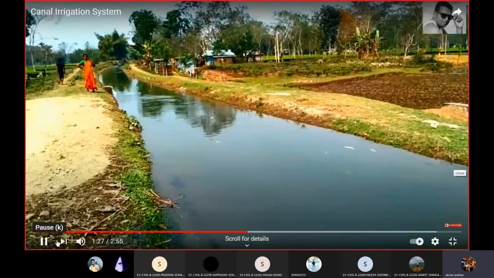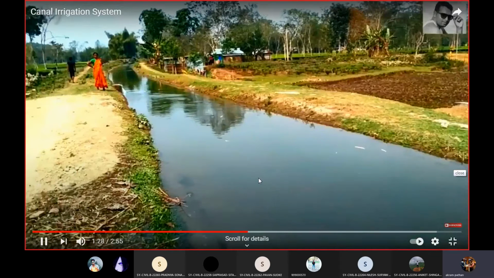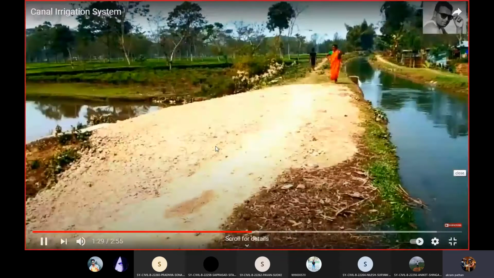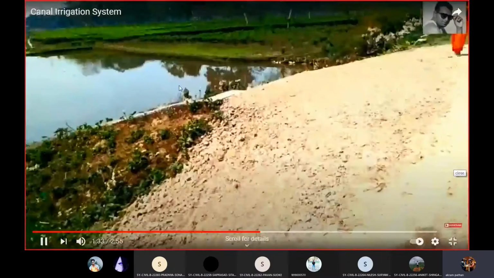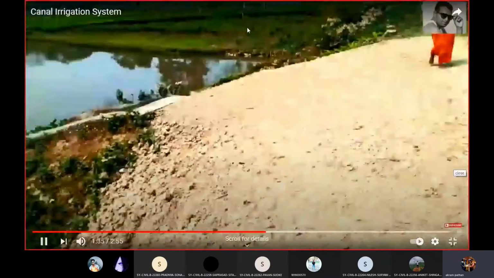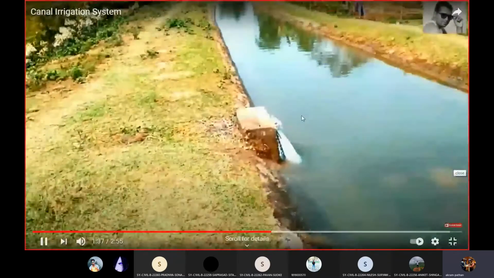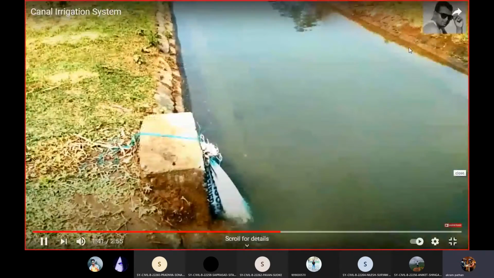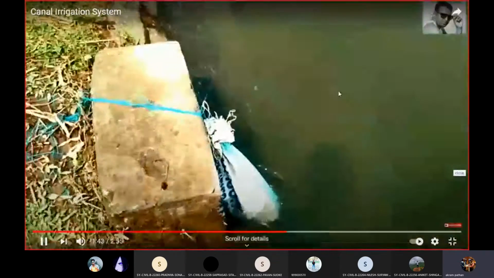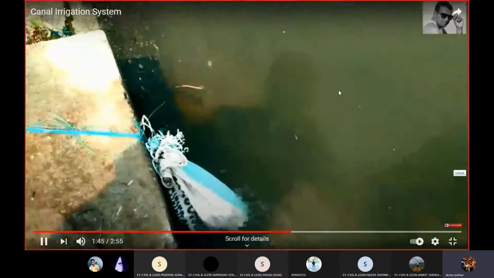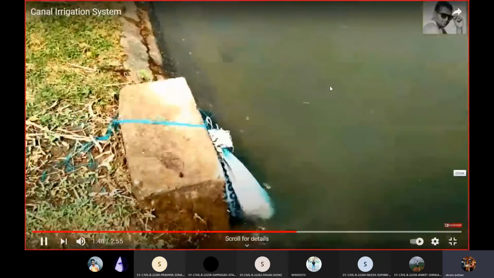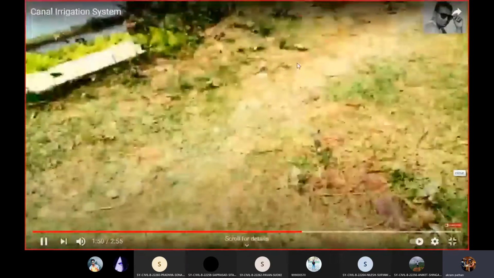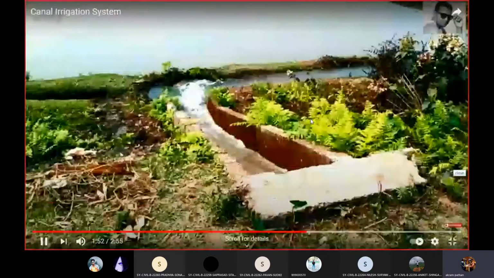Okay, now see here, we have to supply the water, and then we have a field here. Okay, and through this channel we have to supply the water for different crops. Okay, and we have to measure at any location how much discharge is flowing.